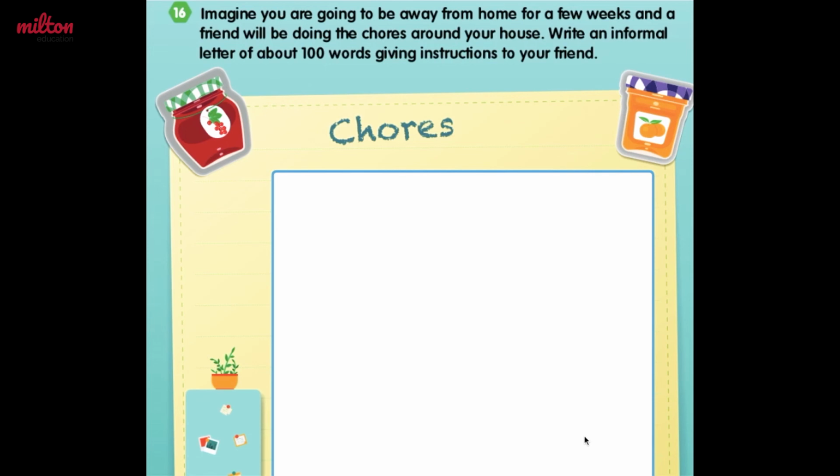Now you are going to write a letter to a friend. You are going to be away from home for a few weeks. Perhaps you're going to be on holiday like me. You are going to be asking a friend to do some chores around your house. In your letter, you must write about 100 words giving instructions to your friend. Don't forget to include an opening, a body, and a closing in your letter. Also, don't forget to tell your friend what he or she must do and what he or she should do if they have time. Good luck and enjoy writing your letter.